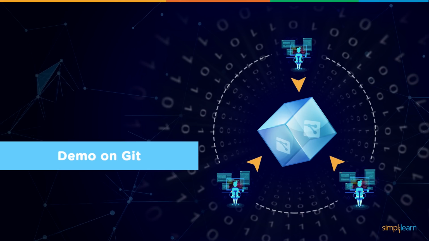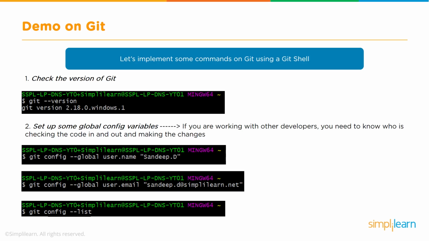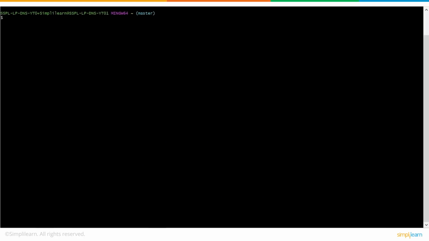And now we're going to go through and do a demo on Git. So we're going to do a demo on Git so you can feel comfortable running the commands in the interface and you're able to get Git running correctly in your environment. So the first thing we're going to do is we're going to check which version of Git you have, and then we're going to see if we can establish some global configurations within your Git environment. We're going to set sandeep.d as the name, the email address is sandeep.d@simplilearn.net, and then we're going to list the different configuration settings we have.